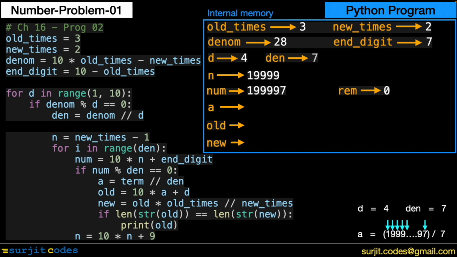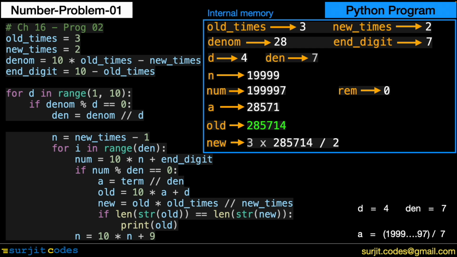For 199997 divided by 7, remainder is 0. This means that we have found the solution. We obtain a by dividing num by 10, that is 28571. We append d to this value of a and obtain the solution to the problem.